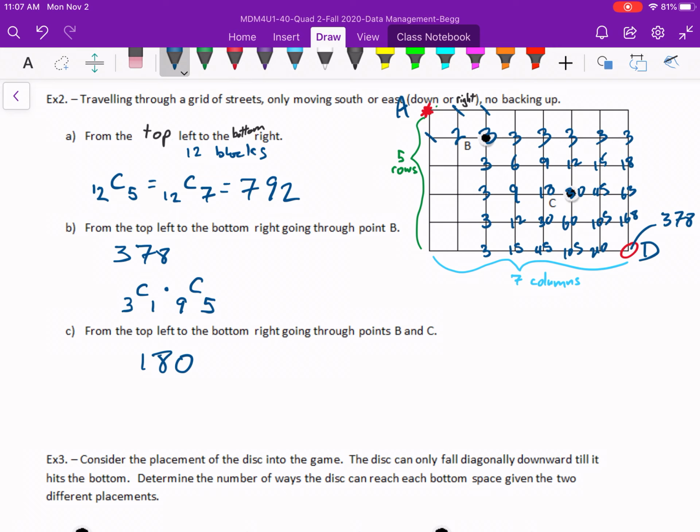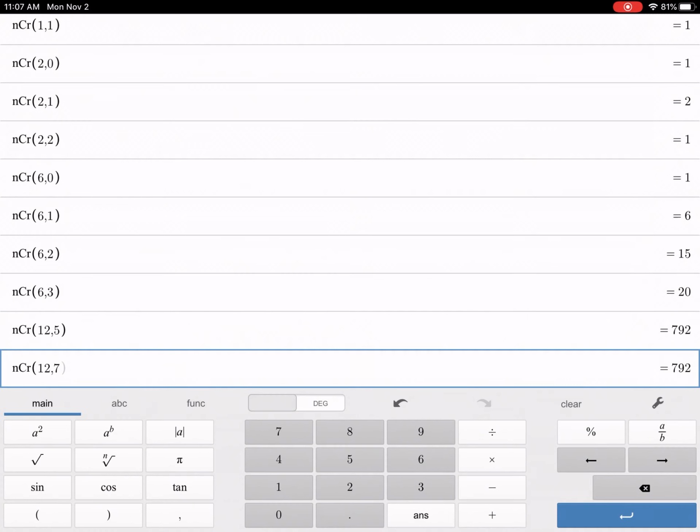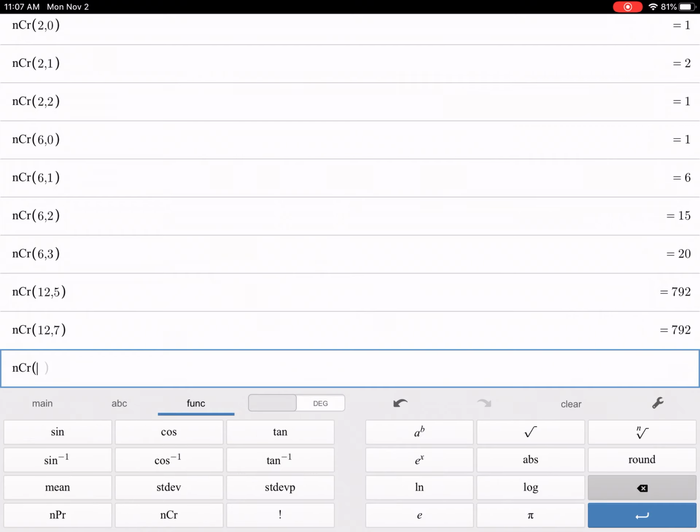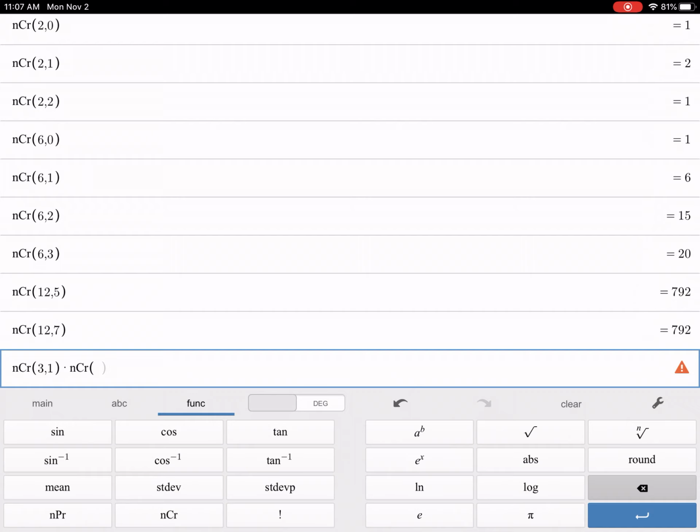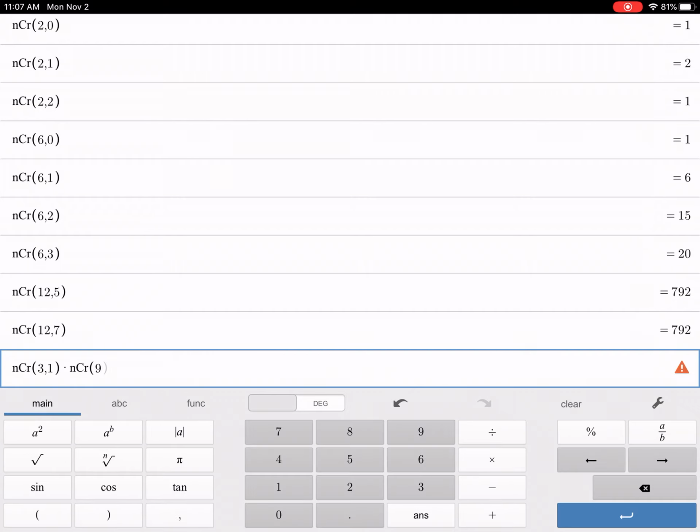And we're going to multiply them together because it's an "and." First I have to go through B, and then I have to get to D. So back to the fundamental counting principle. The way I'd show this one is I would do 3, choose 1, and then I'd multiply that times 9, choose 5, or 9, choose 4, as I already said. Doesn't matter which. So multiplying them together, 378.